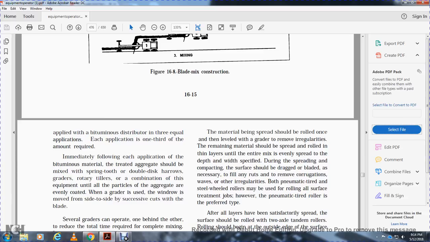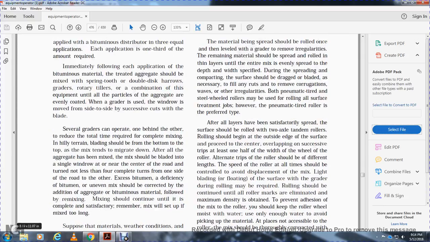Each application is one third of the amount required, followed immediately by mixing. After each application of bitumen, the treated aggregate is mixed with a spring tooth or double head disc harrow, grader, or motor tiller. A combination of this equipment ensures all the aggregate is evenly coated. Each of the windrows is moved with successive cuts of the blade. Several graders can operate one behind the other to reduce the total time required for completing the mix.